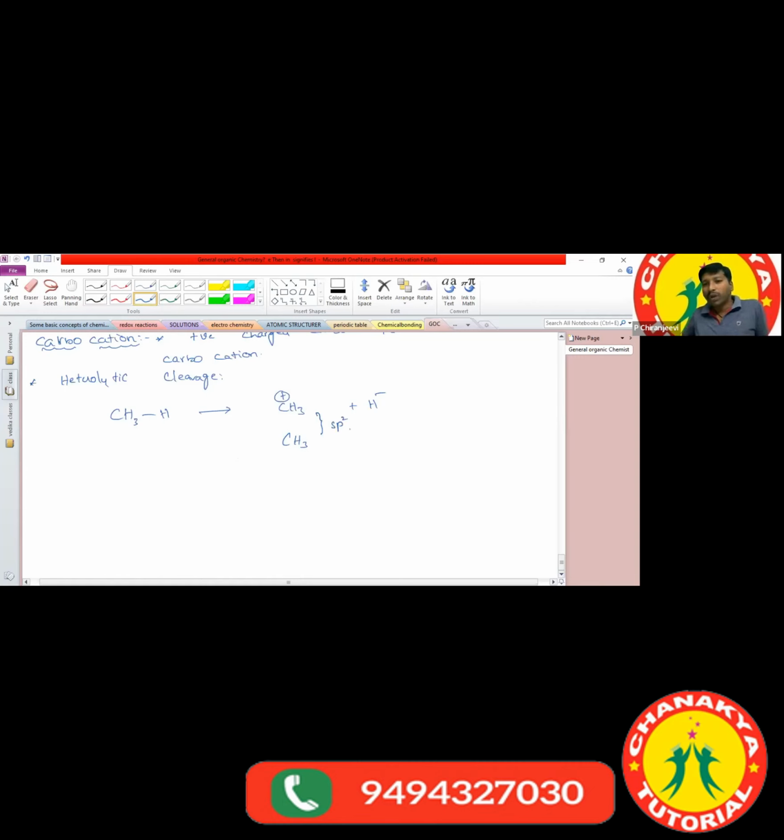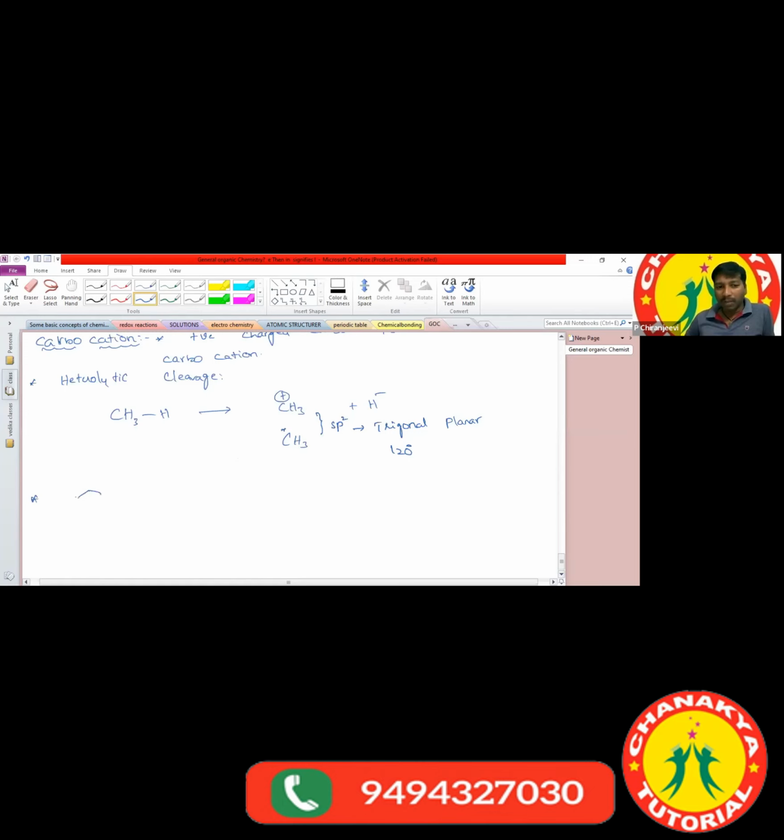If it is sp2 hybridization, what is the shape? Carbocations and free radicals have which kind of shape? Trigonal planar. So what bond angle can we expect? 120 degrees. So the shape of the molecule is trigonal planar and the bond angle is 120 degrees.